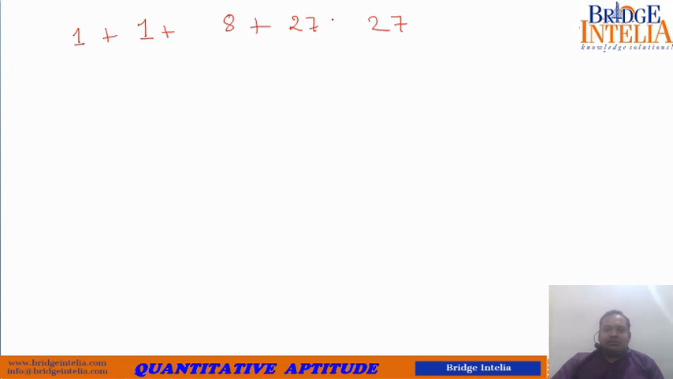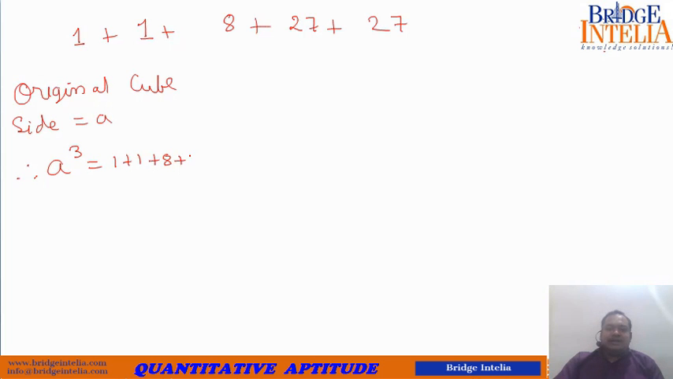Let's do the calculations for the original cube. Let its side be equal to A. Therefore A cube volume must be equal to 1 plus 1 plus 8 plus 27 plus 27 units, because the volume is not changing. So the sum total of volume is this, which comes out to be 64. So from here A is equal to the cube root of 64, which comes out to be 4 units.